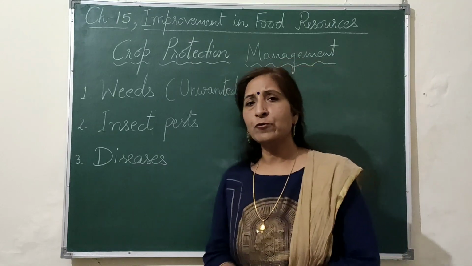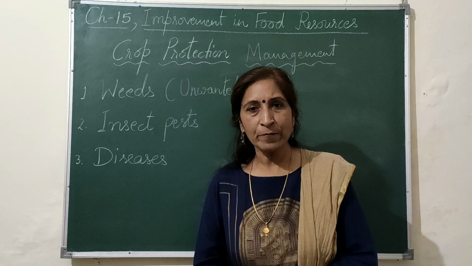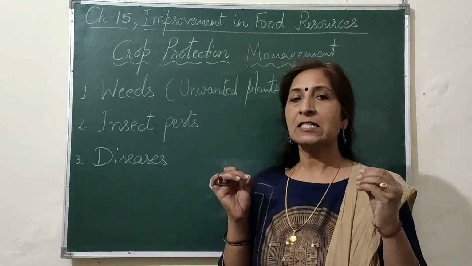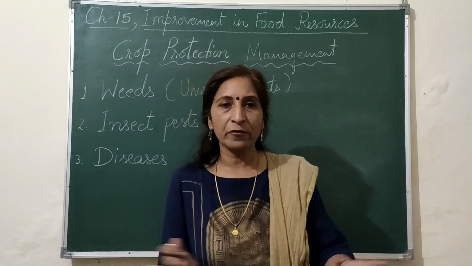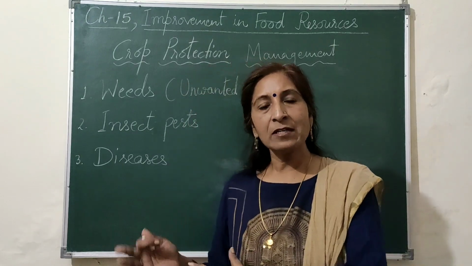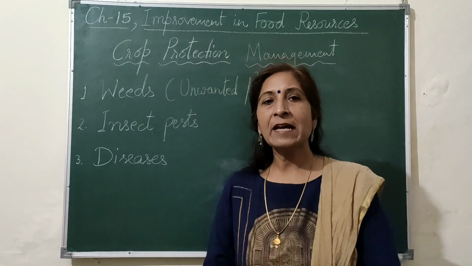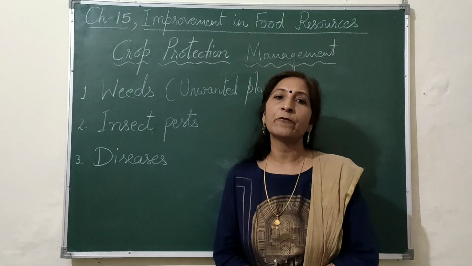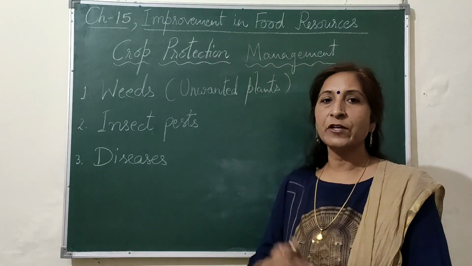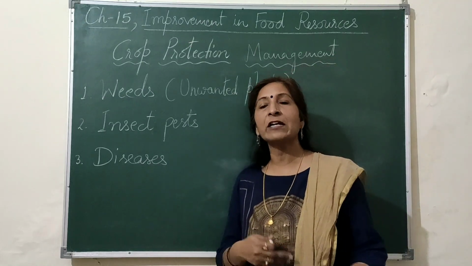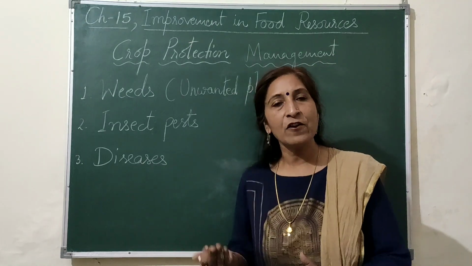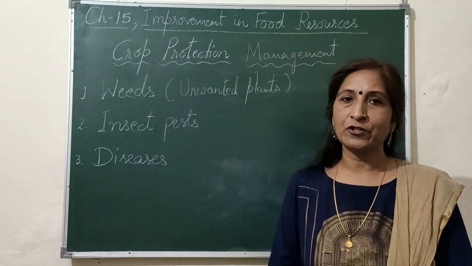Children, here I want to tell you about organic farming also. Organic farming is such a farming in which there is minimum use of chemicals or almost no use of chemicals. Instead of chemicals, we follow some other method. For example, in place of using chemical fertilizers, we use biofertilizers. That means growth of the leguminous crop or culturing the blue-green algae which can enrich the soil with nitrogen.